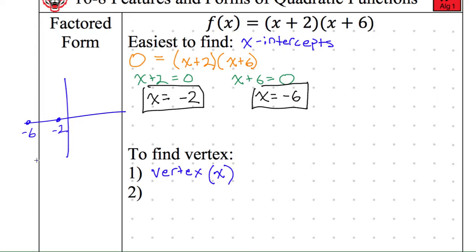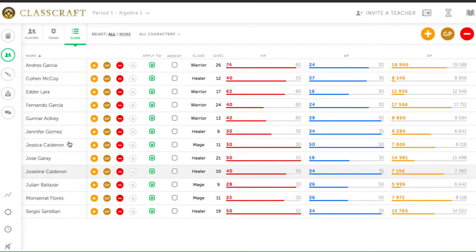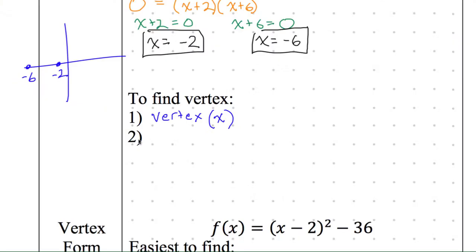What am I supposed to do? Ooh, that's a good guess again, and that is our formula when we have standard form. So if I could write that down, that would be good. I'll give you the XP for trying. Do you want to call on someone else, Cohen, or do you want to keep going? All right, go for it.